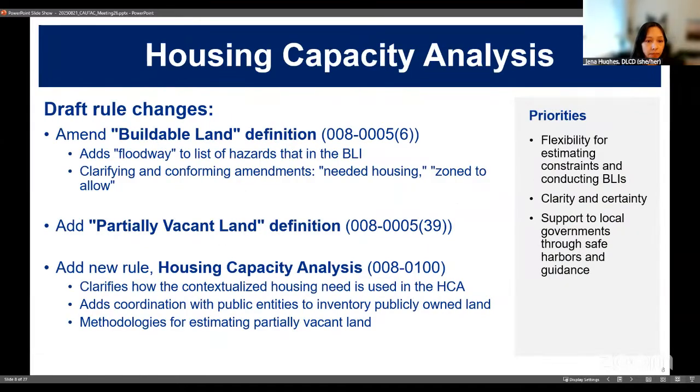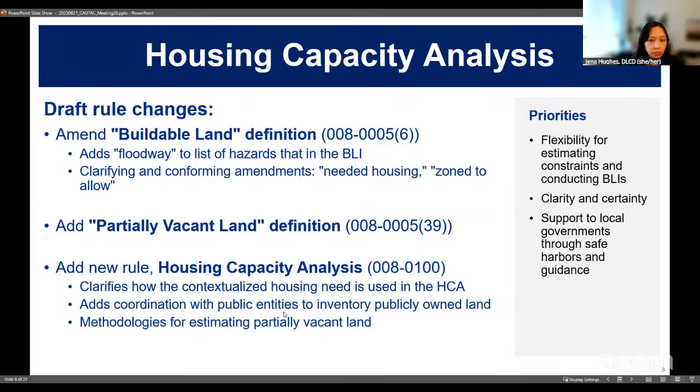So a lot of the draft rule amendments you've seen before, especially in regard to definitions, though there has been some wordsmithing changes since then to make the language in general more clear. The biggest change to the draft rules is the addition of the housing capacity analysis rule in section 0100. And this is largely, again, an organizational or structural change where we aim to put all housing capacity analysis related rules in one place, including bringing over some rules that were previously in Division 24.